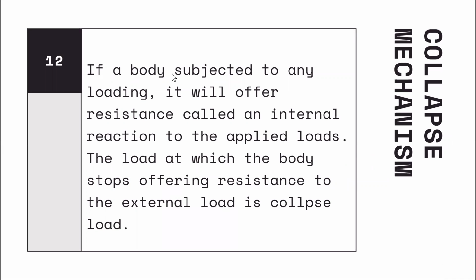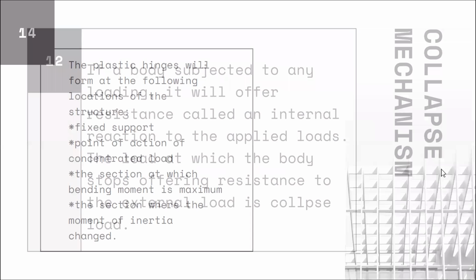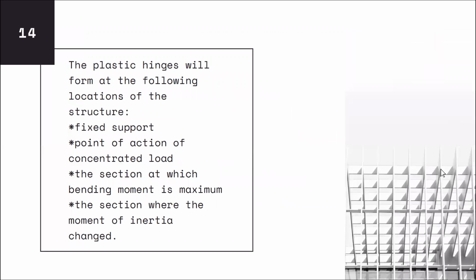Collapse mechanism. If a body is subjected to any loading, it will offer resistance called an internal reaction to the applied loads. And the load at which the body stops offering resistance to the external load is called collapse load. The plastic hinges will form at the following locations of the structure: fixed support, point of action of concentrated load, the section at which bending moment is maximum, and the section where the moment of inertia changes.